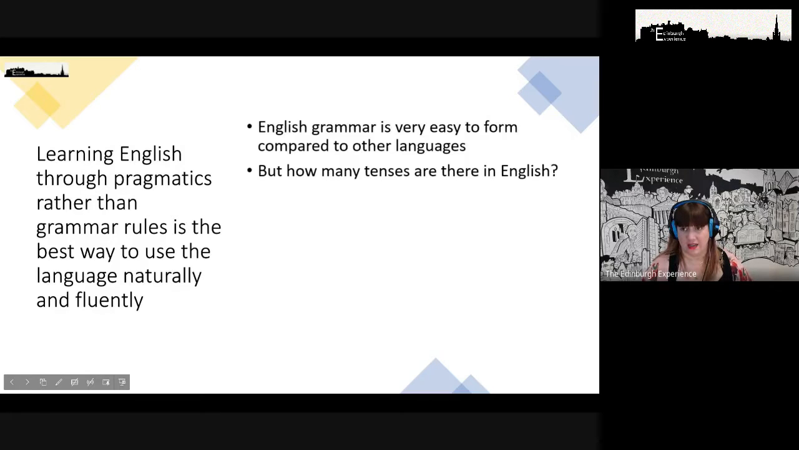So just have a little think, guys, about how many tenses we have in the English language, okay?